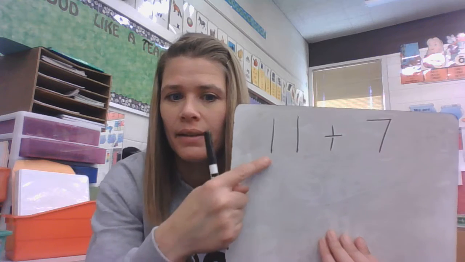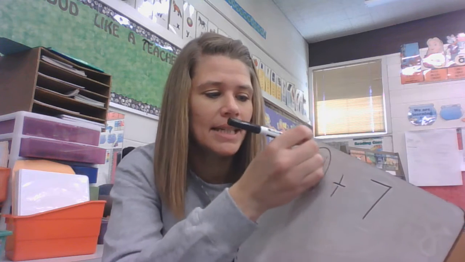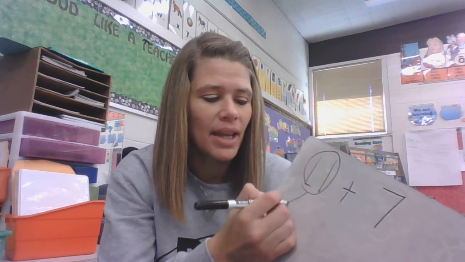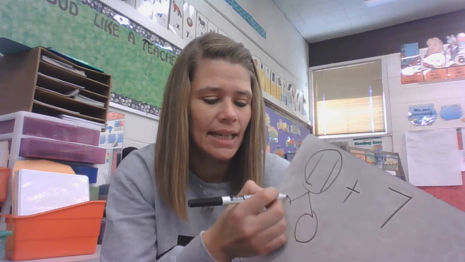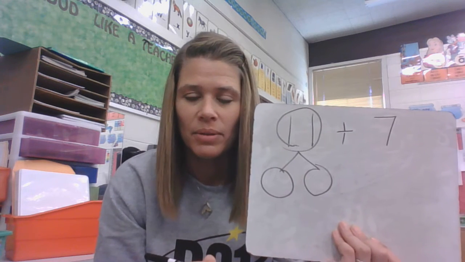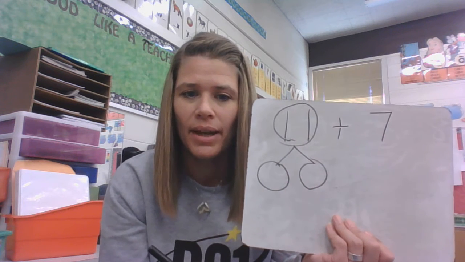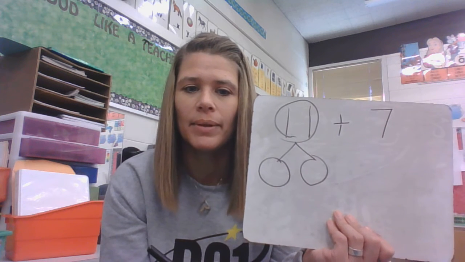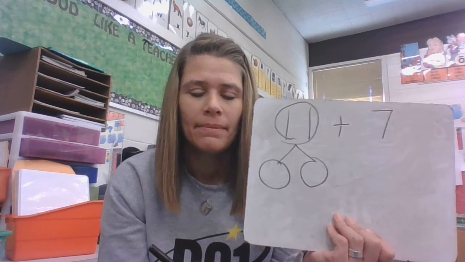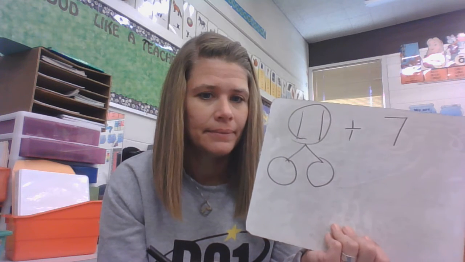Okay, which number did you draw it under? If you said 11, you were right. 11 is that number that has my 10 hidden in it. So my number bond should be there. What number am I pulling out? And what's going to go there? Go ahead and see if you can fill in my number bond real quick. And then we'll check to see if you're right.